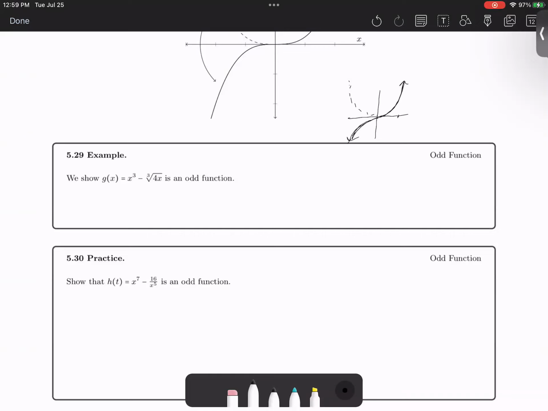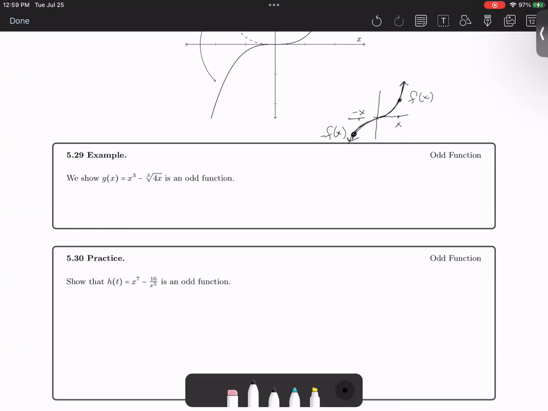Okay, so what does this mean? This means that if I have an x value and I look at minus x over here, then the function here at f of x is the negative down here, right? It's the same magnitude, it's just below the x-axis. That's what it means to have origin symmetry or to be an odd function.